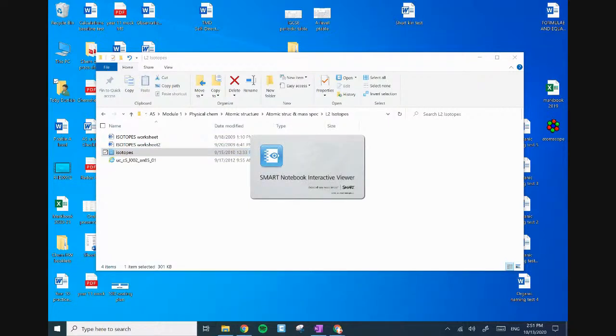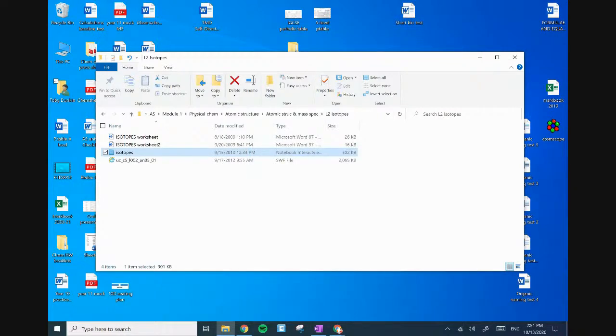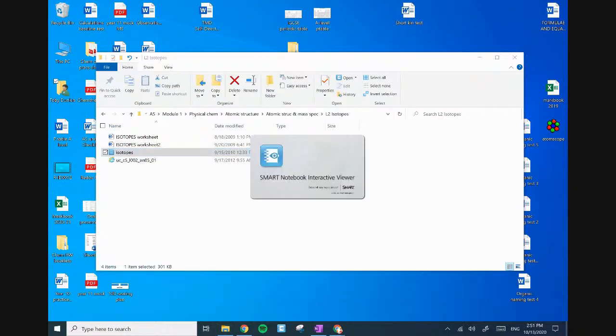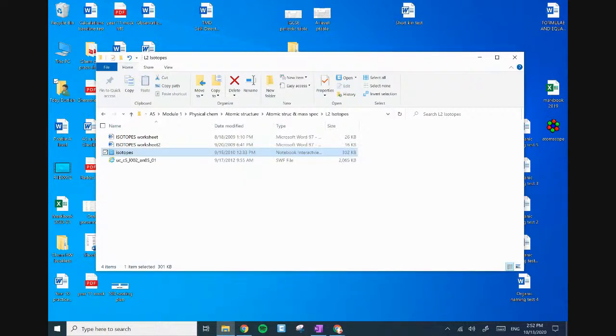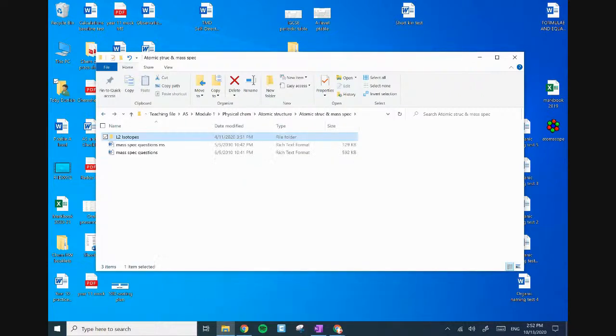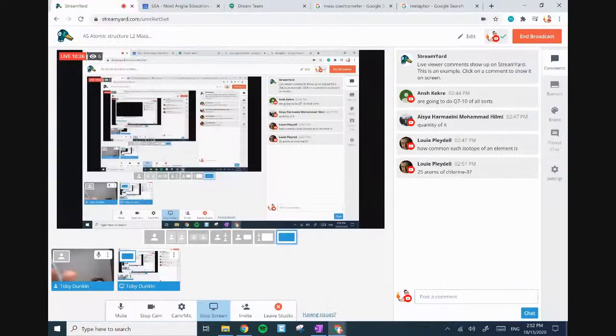Give me my laptop a minute. Struggling. Oh, some can be converted. Oh, no way. It's saying it can't do it. Notebook Interactive was unable to convert some files. The legacy notebook file converter failed. Oh, man. That's the end of that lesson. Wowzer. I'll have to Google it. Oh, man.